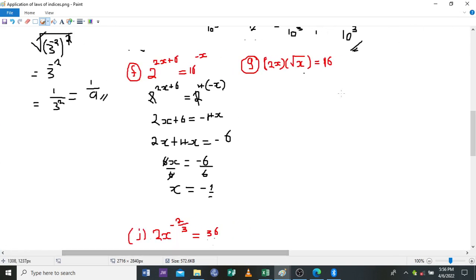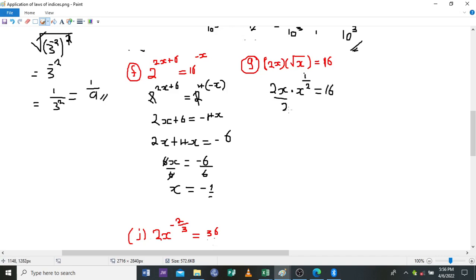We're just remaining with this one. We have 2x times the square root of x is equal to 16. So we are saying we have 2x, now this one multiplied by x raised to the power, this can be written as to the power half, right, is equal to 16. Before that, let us just write 16 like that.